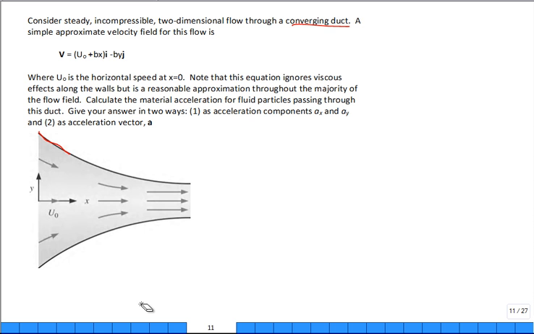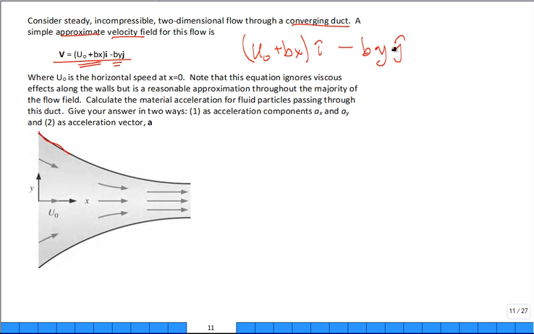Okay, a simple approximate velocity field is given by this equation. It has something in the i and something in the j: V = (U naught + Bx) i - By j. Just look at that equation for a minute. Is there time in it? It's a function of x and y, true?